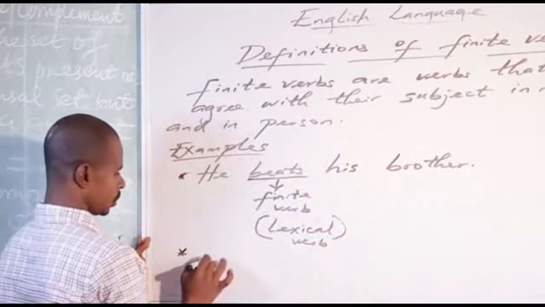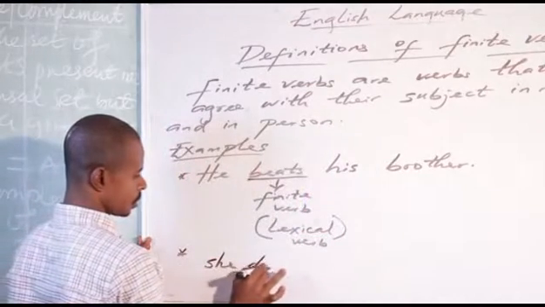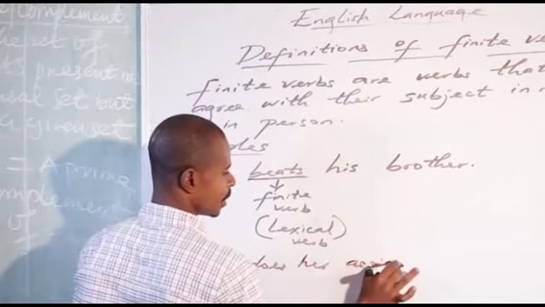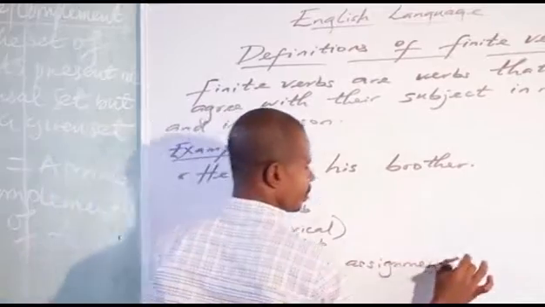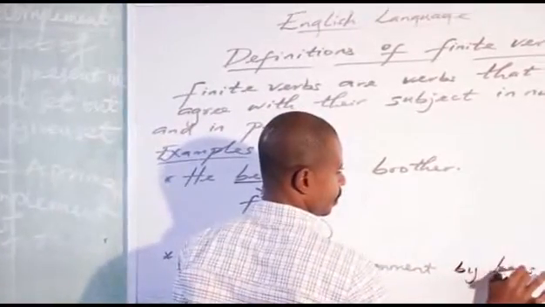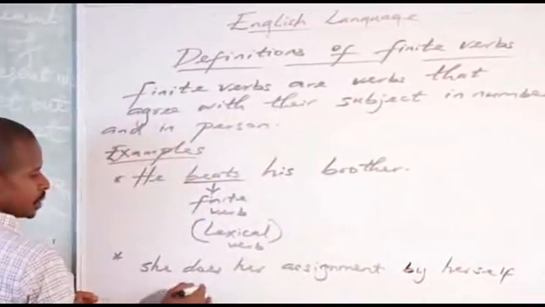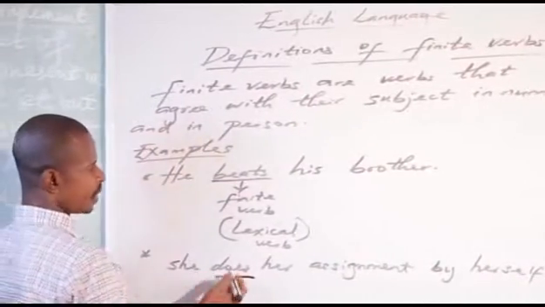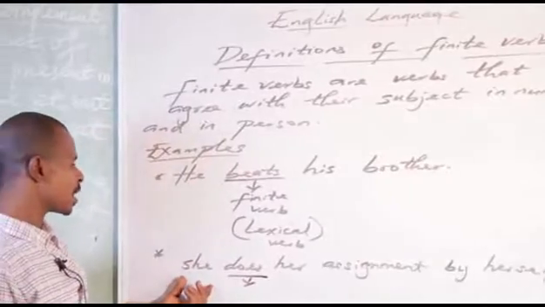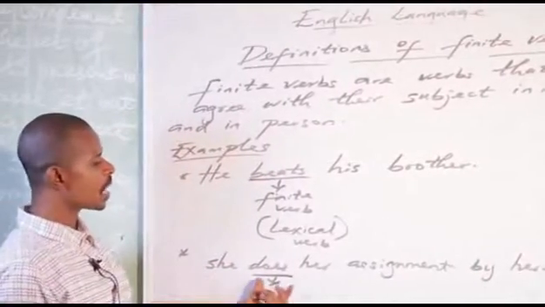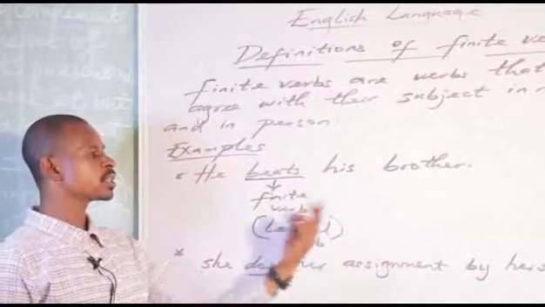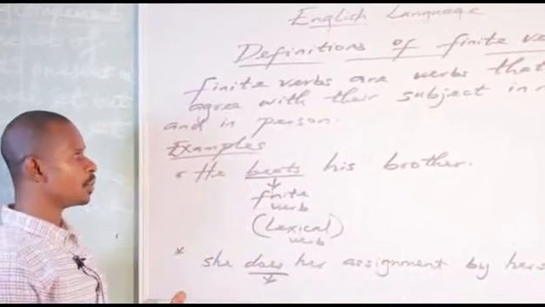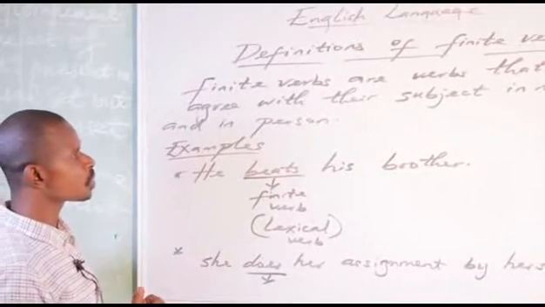Two, she does her assignments by herself. Now, this is the final verb we have here: does. So there is agreement between the subject and the verb. If you look at the structure of these two sentences, you discover that there is agreement between the subject and the verb. So that is about finite verbs.